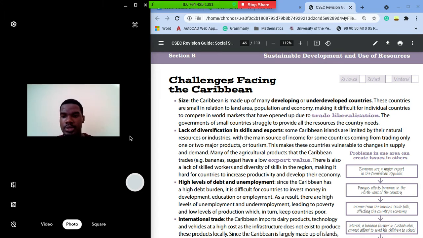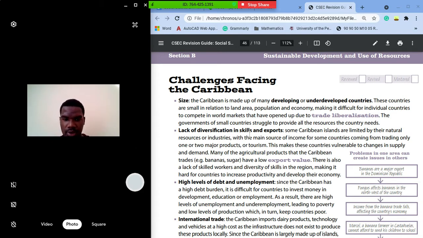Alright? So in this disparity, it makes us vulnerable to supply and demand. If we are supplying something that everybody can produce, we aren't providing our country with something of value. Okay? So that's the second one.